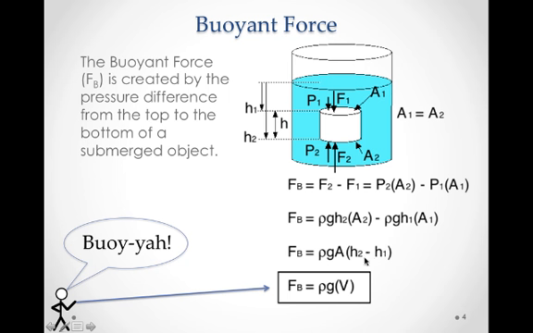Of course, this area times this height is really the volume of this object. So we get a general equation for buoyant force: the density of the liquid it's submerged in, times the acceleration due to gravity, times the volume of the object that is being submerged. And there we have it. We have the buoyant force. Booyah!